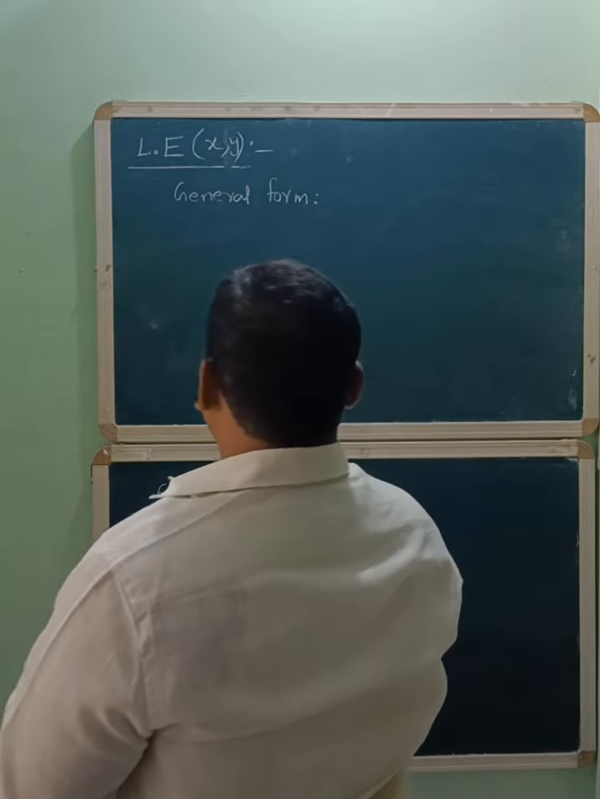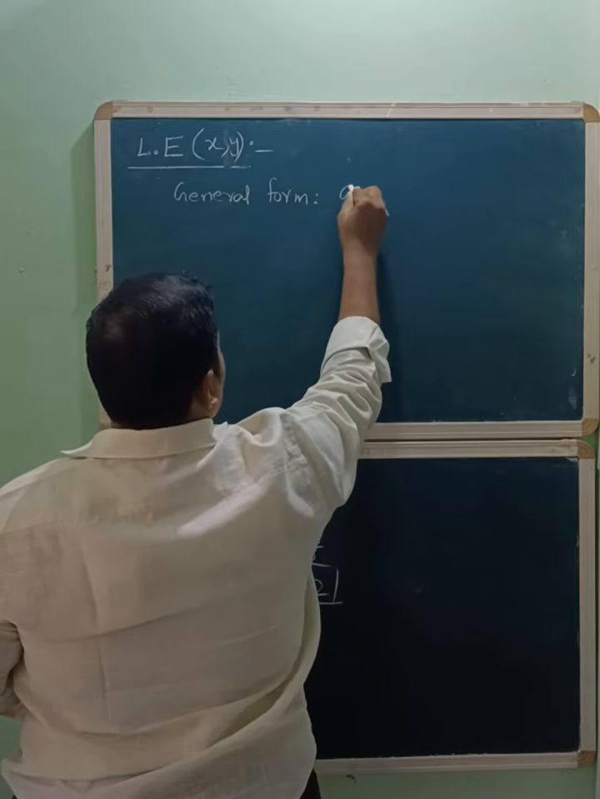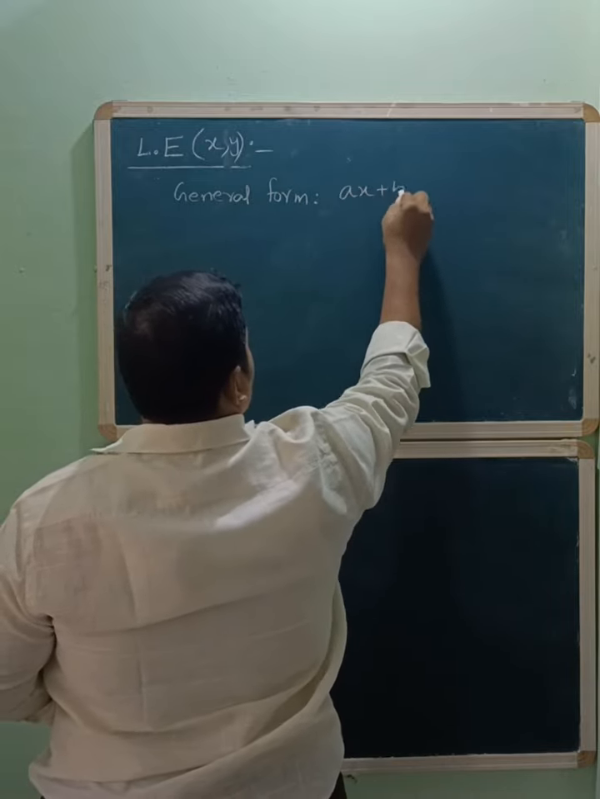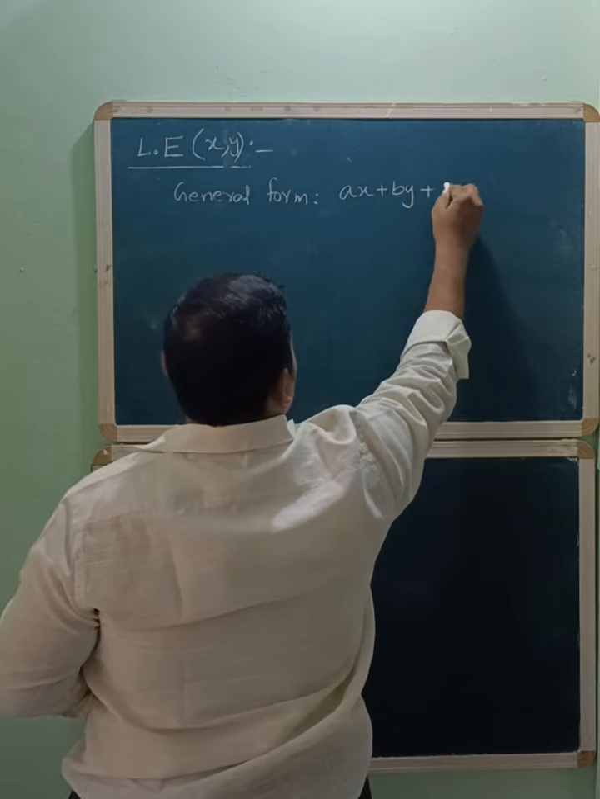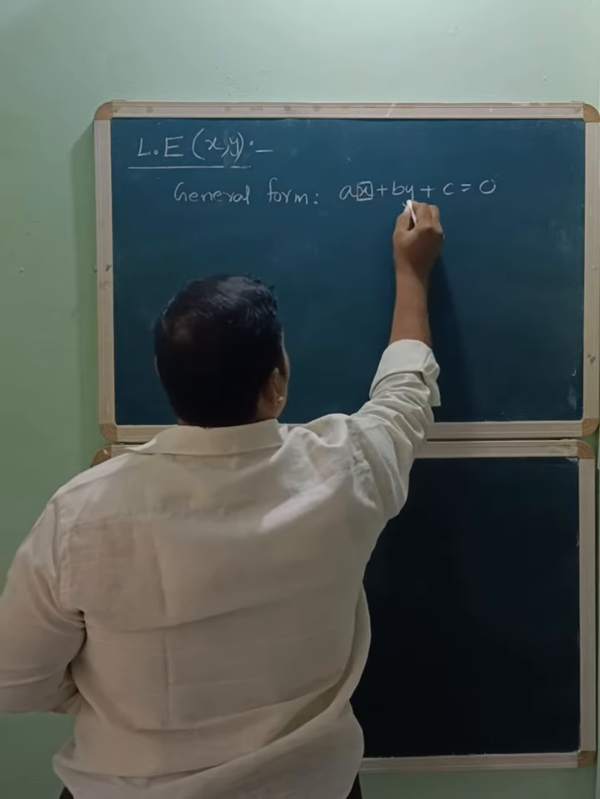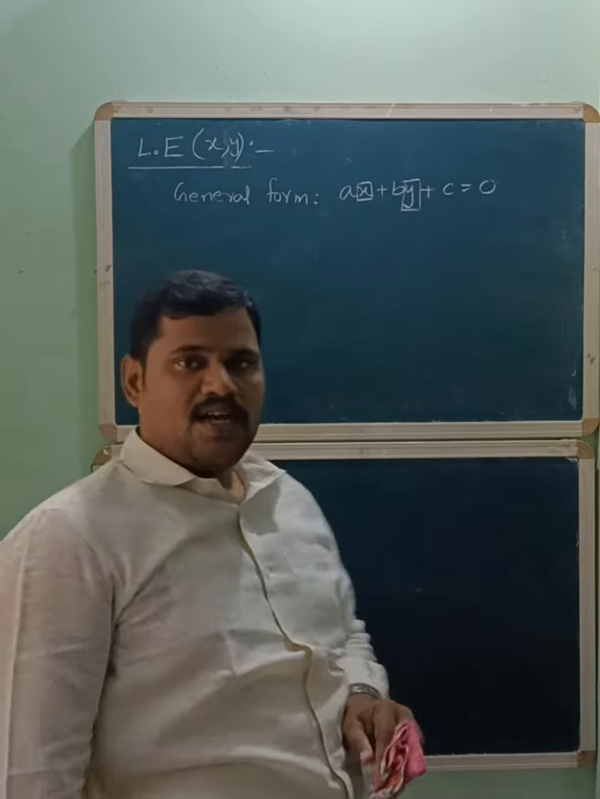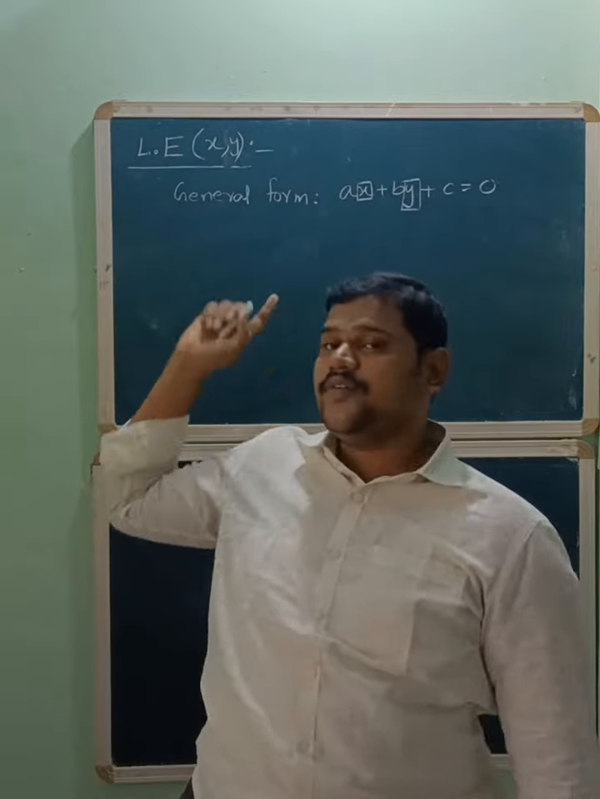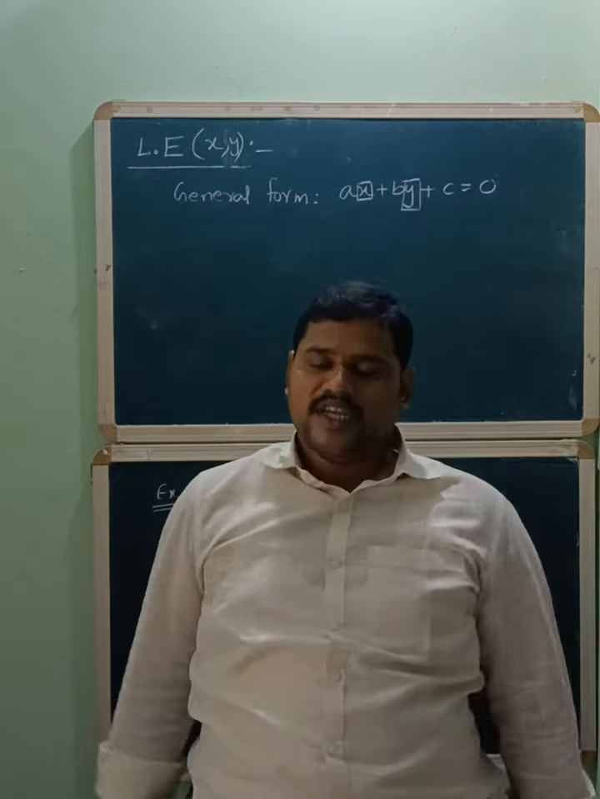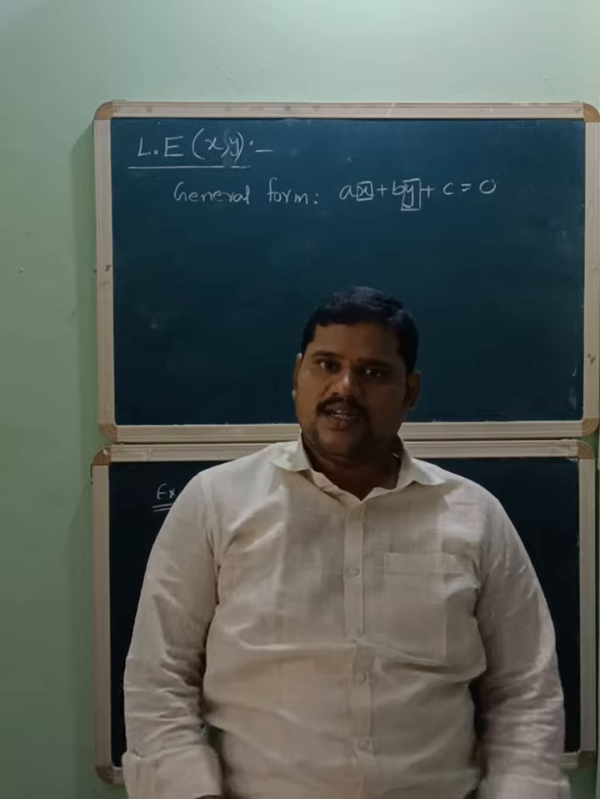Now what is the general form of a linear equation in two variables x comma y? That is ax plus by plus c is equal to 0. Here x and y are the two variables. What is the degree of that equation? 1. So degree 1, that's why it is called linear.